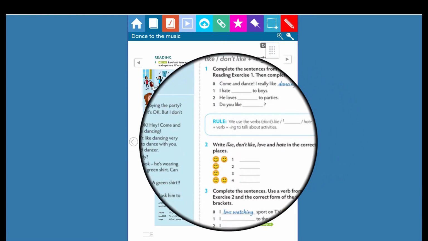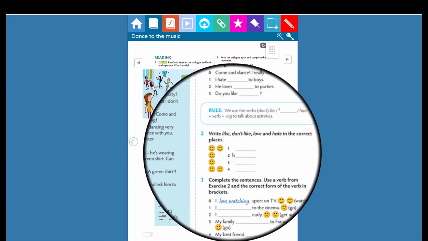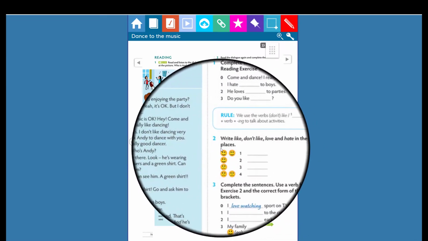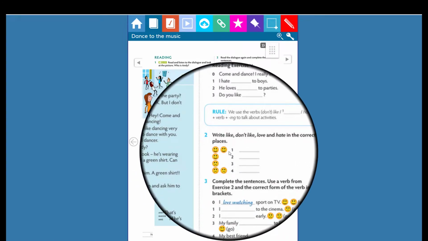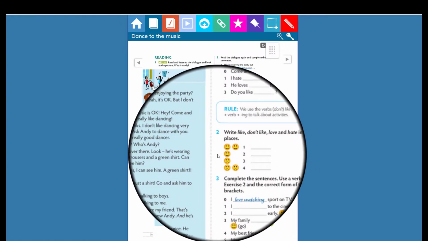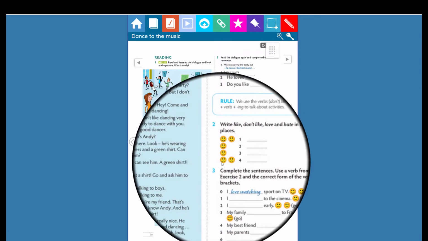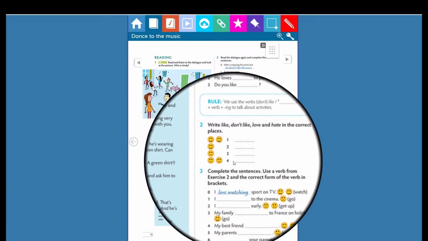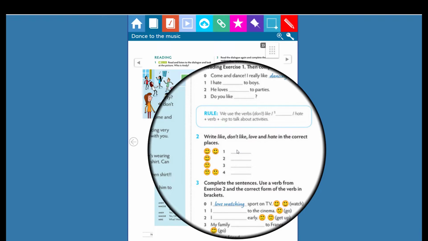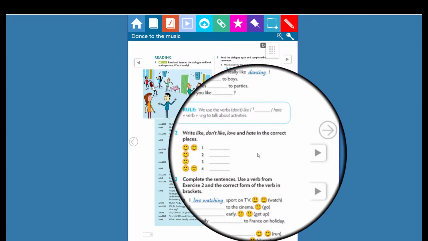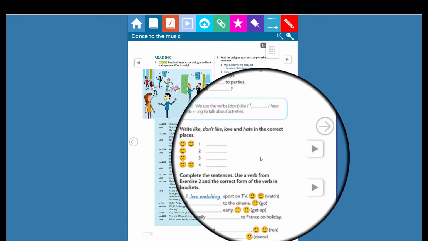Okay, so you have to write all of these verbs next to the correct places, next to the faces. Here we have, for example, 2 happy faces. Then we have only 1 happy face. Then we have a sad face and 2 sad faces. Okay, so stop the video, please, and write the verb correctly. Did you finish? Great. So let's check now.